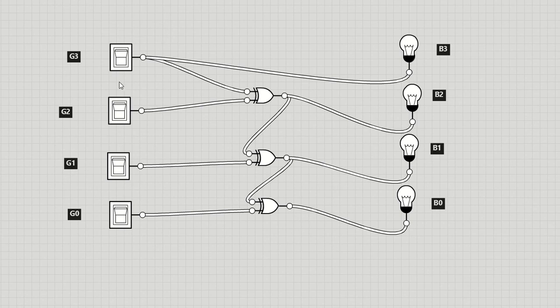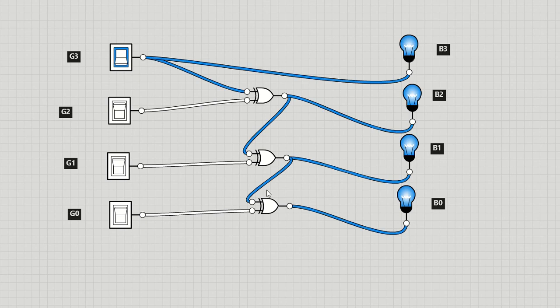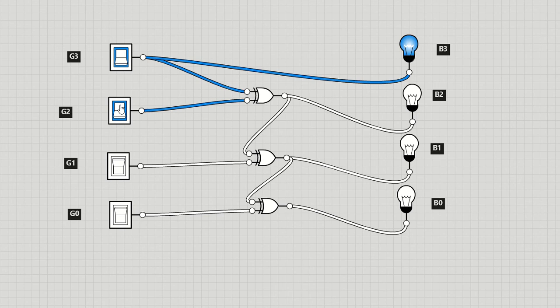As per the truth table, we give the values. If 1 0 0 0 is the input, all 4 outputs are 1. If 1 1 0 0 is the input, 1 0 0 0 is the output. In this way, we are giving the input and deriving the output.